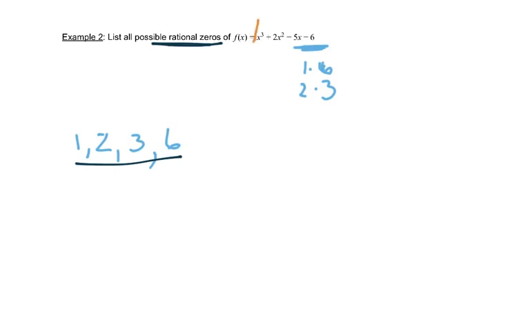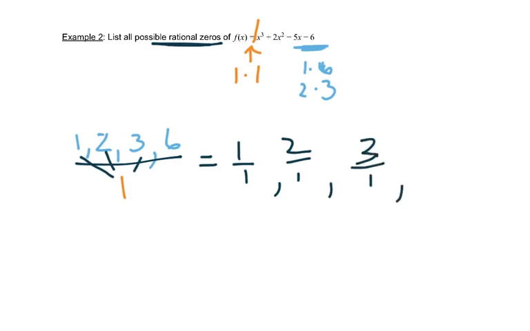And then we look at the number that's at the beginning of the problem. So that in this case would be 1. And we break it apart into all its factors. And that just says 1, 1. So we're just going to list 1 on the bottom. And then we write that as all possible combinations. So we would put 1 over 1, 2 over 1, 3 over 1, and 6 over 1. And then we want to simplify those.